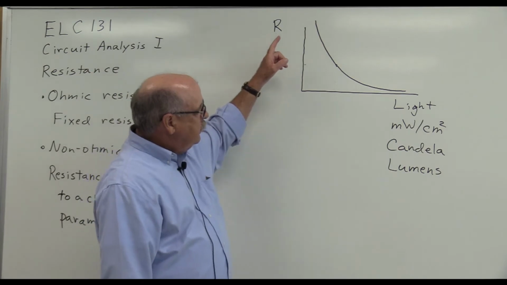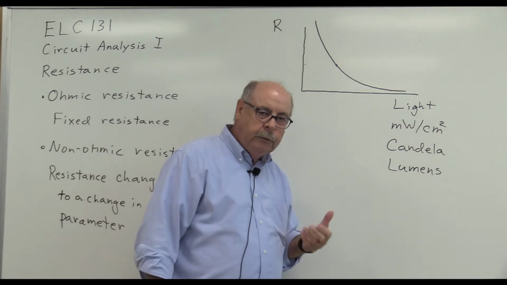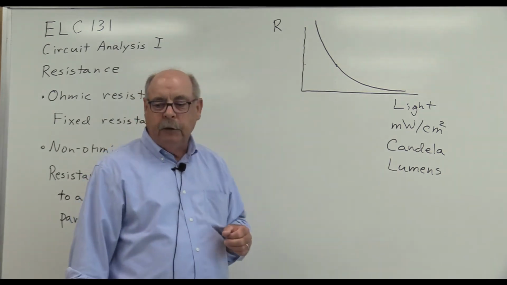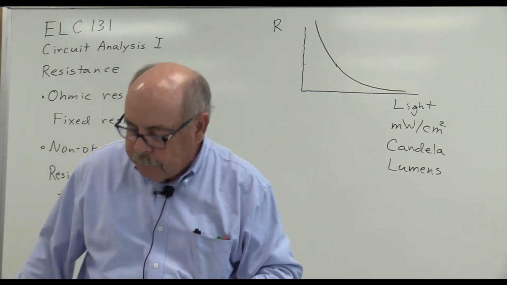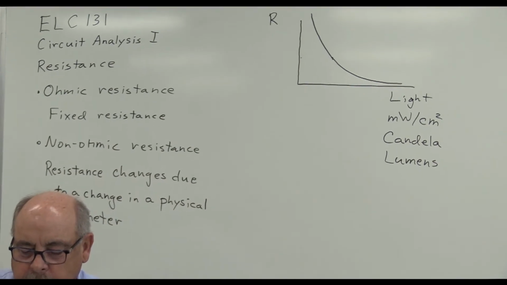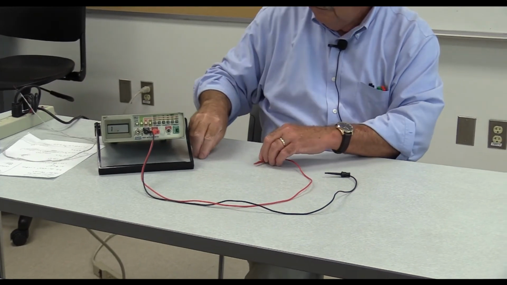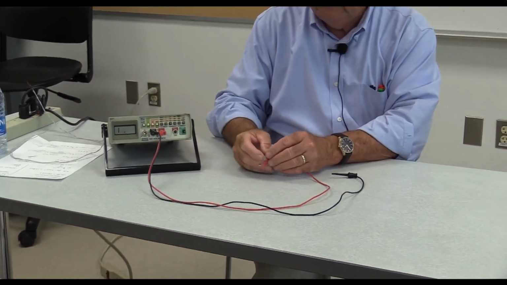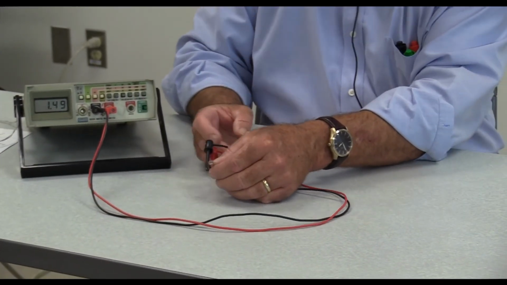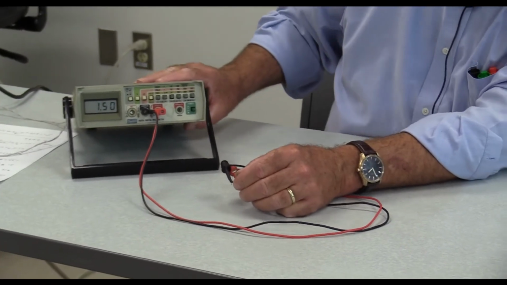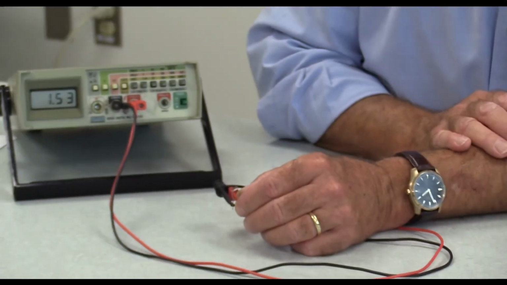So we can see that the photoresistor is used as a variable resistance. The resistance changes, of course, as a function of light intensity. So let's take a look at the operation of this device. So we connected the light-dependent resistor or photoresistor to the ohm meter, and we see that with room light striking it, we have about 1.5 kiloohms.